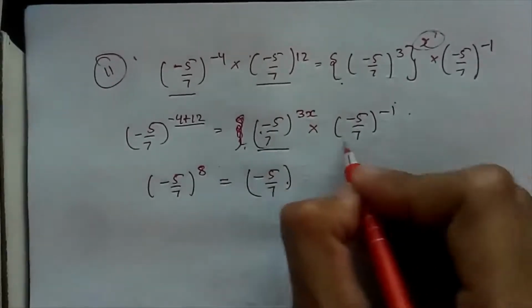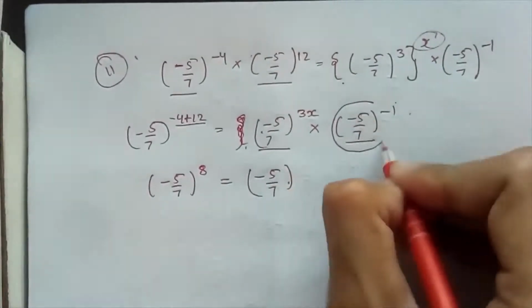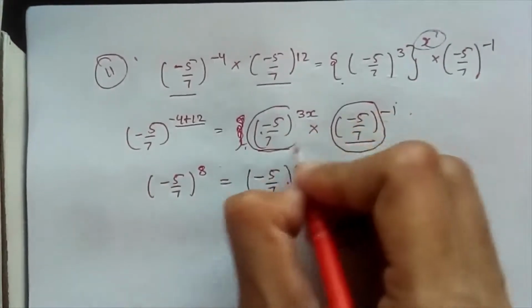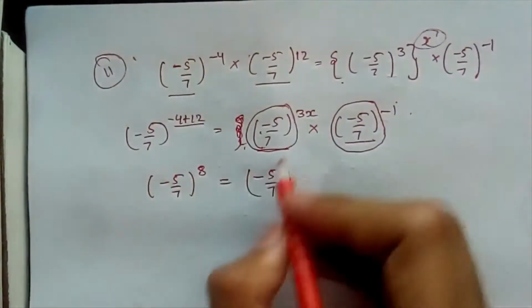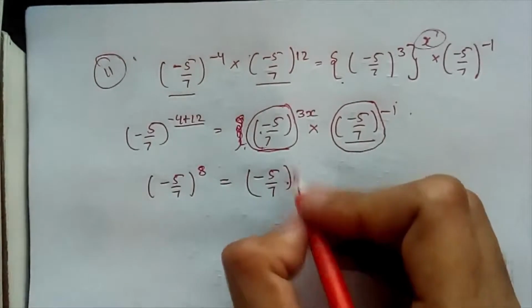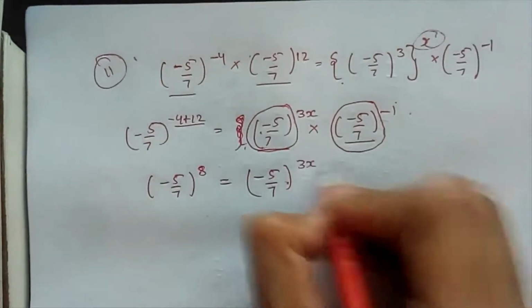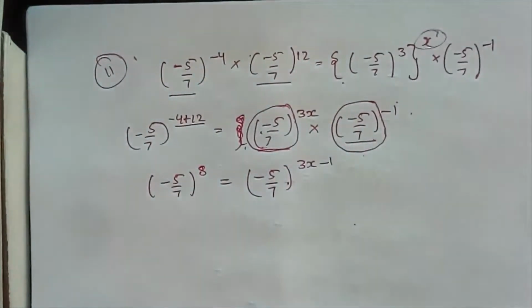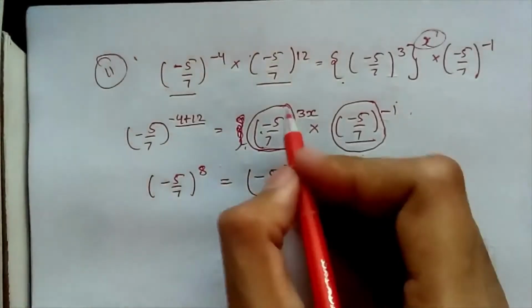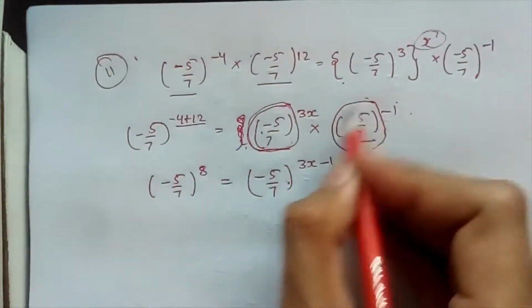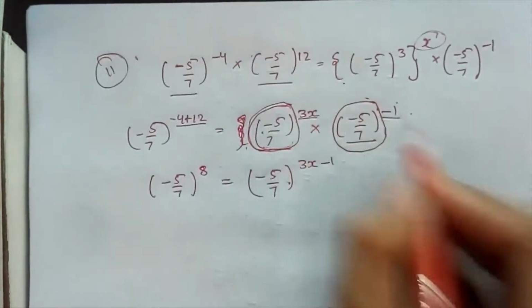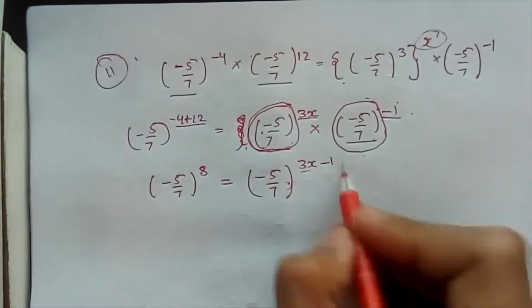This base total, I am considering the total number minus 5 upon 7 as one constant digit. So here the power will be 3x minus 1. Okay, so this is the base. This minus 5 upon 7 is the base, and these are the powers, so the powers will be added up.